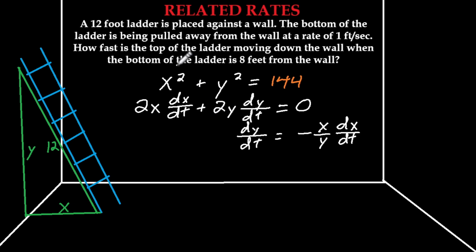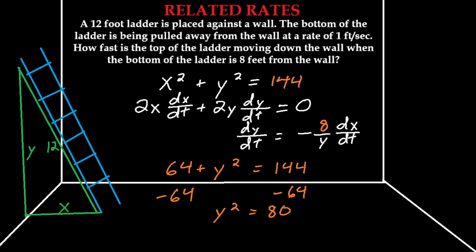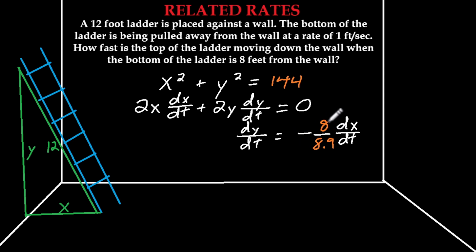Then minus 2x divided by 2y simplifies to minus x over y. Since the problem is asking about dy dt when the ladder is 8 feet from the wall, we'll replace this x with an 8. Since we know that x is 8, we can plug that back into the original Pythagorean theorem, giving us 8 squared plus y squared equals 144. And 8 squared is 64. Subtracting 64 from both sides gives y squared equals 80. We take the square root of both sides, which is approximately 8.9. We substitute this 8.9 in place of y. Simplifying, minus 8 over 8.9 is approximately 0.9.